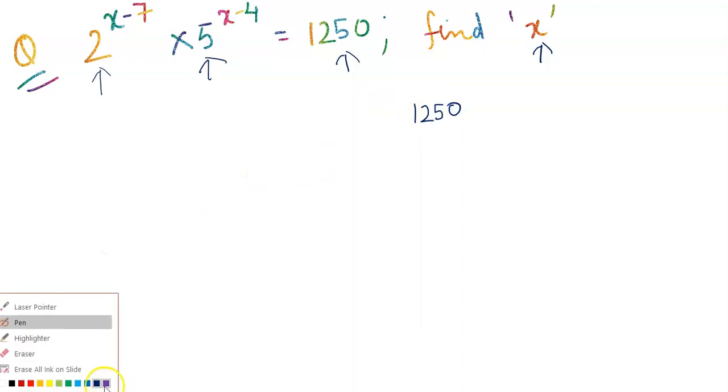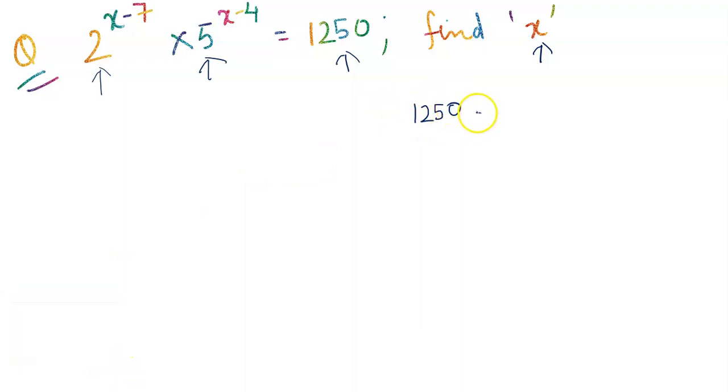1250 I can write as what? This is 125 into 10. So 125 is what, students? 5 cube. 125 into 5 into 2, because when I multiply 125 into 10, then only I will get this. So you should do the calculations fast like your sir.